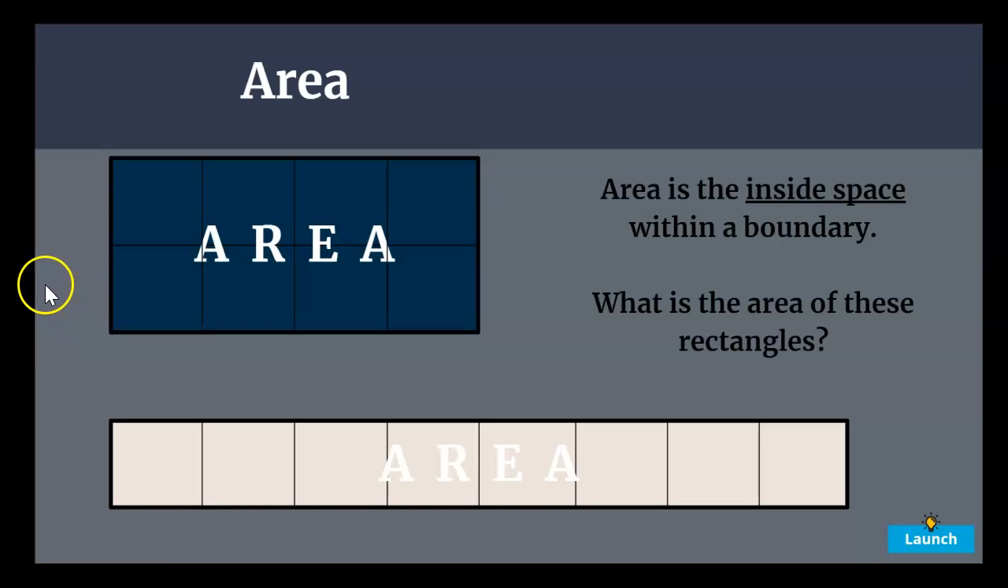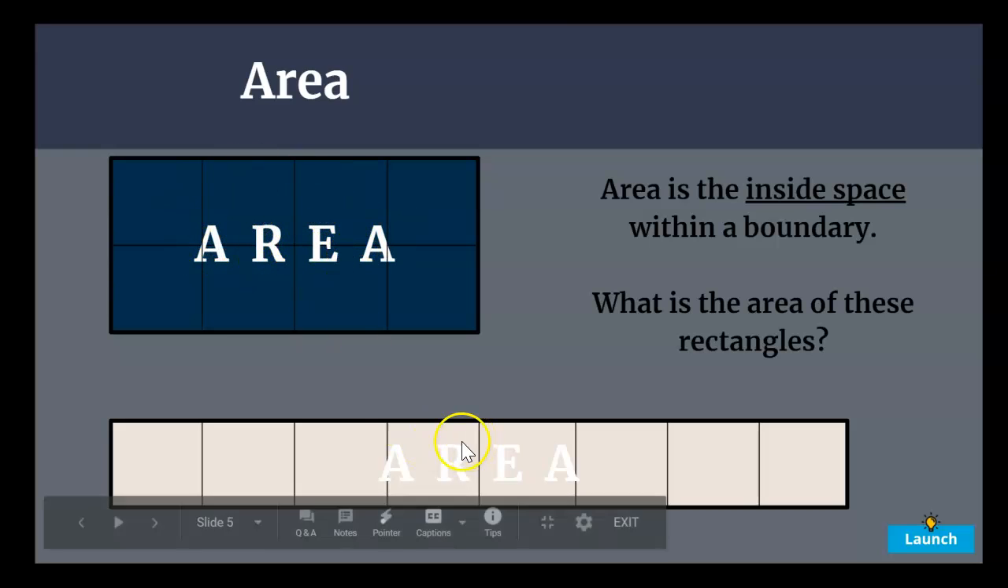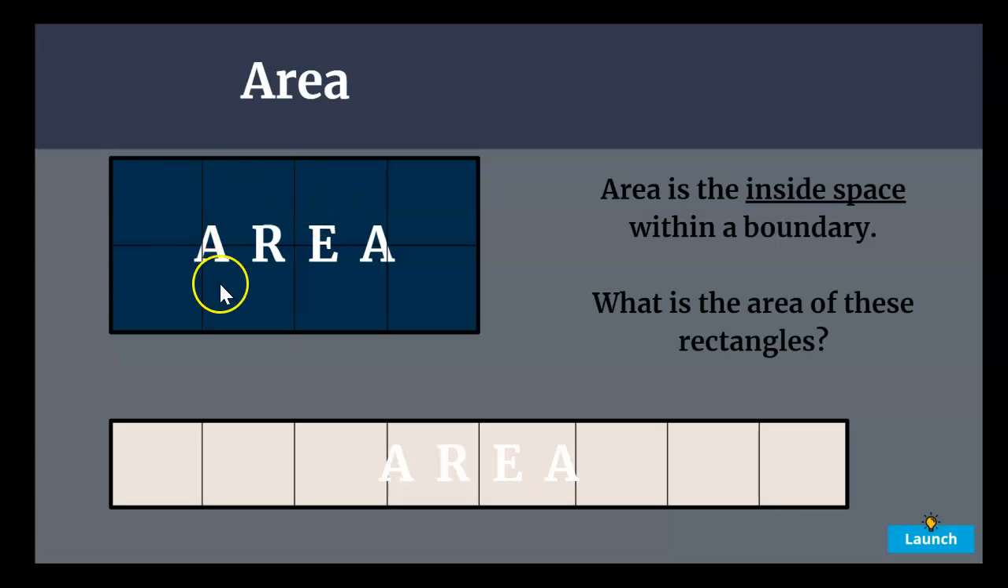So we're going to move on to our next slide, and here we've got area. So we're going to talk about area for a little bit. Area is the inside space within a boundary. So area is the shaded in blue part of any figure. Okay? And what is the area of these rectangles? You've got 2 different rectangles right here, but the shaded in area, no matter what figure it is, is going to be considered area. It's the inside part of it. So the question: what is the area of these rectangles?